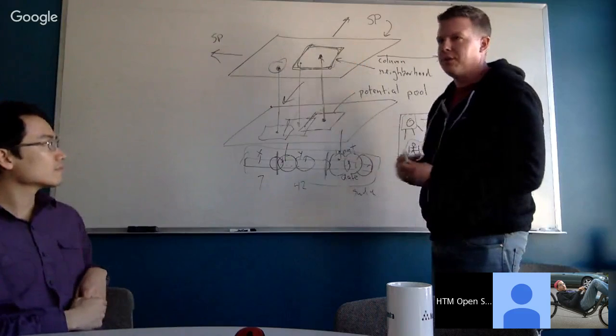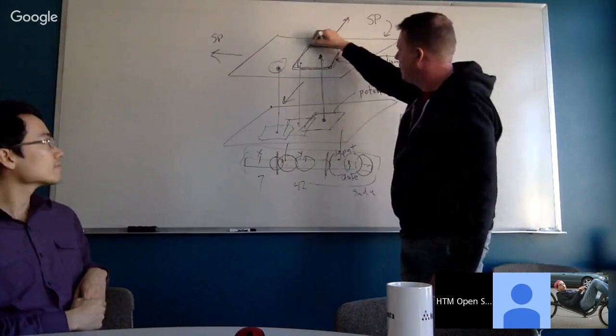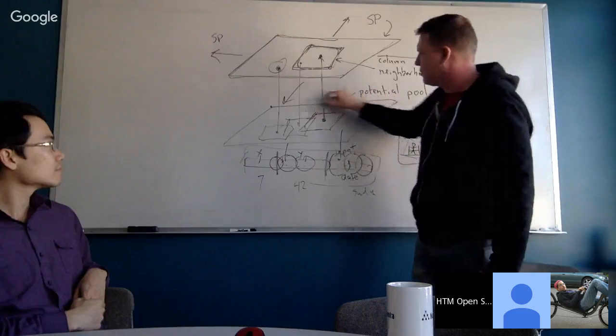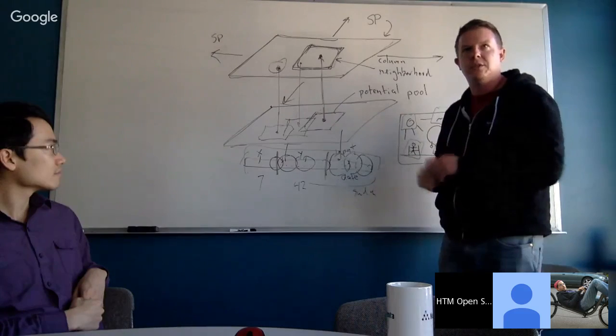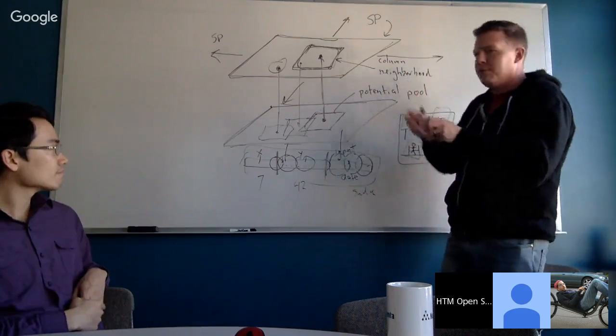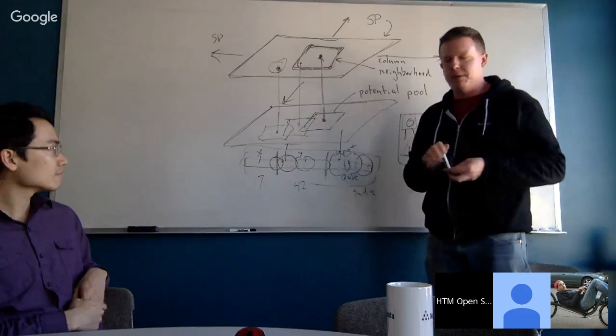It's actually really simple. Just imagine that every column's neighborhood just got really big. And every column's receptive field just got really big. That's all global inhibition is: expanding every column's potential pool and neighborhood out to be part of the whole space.